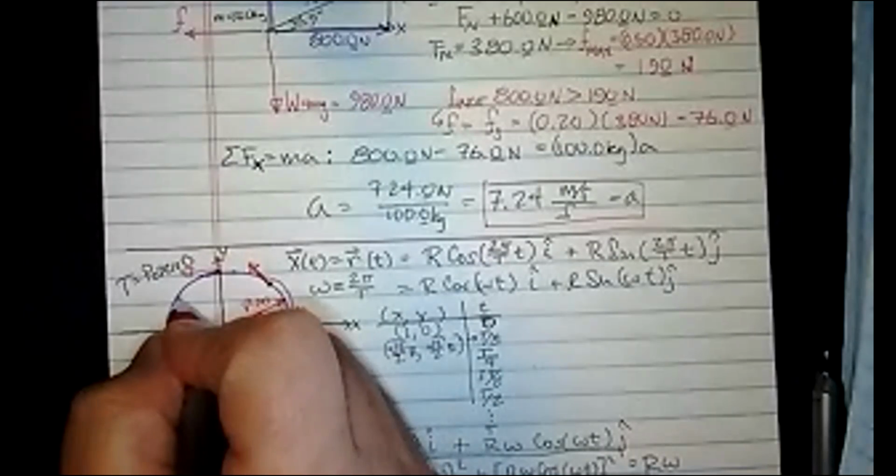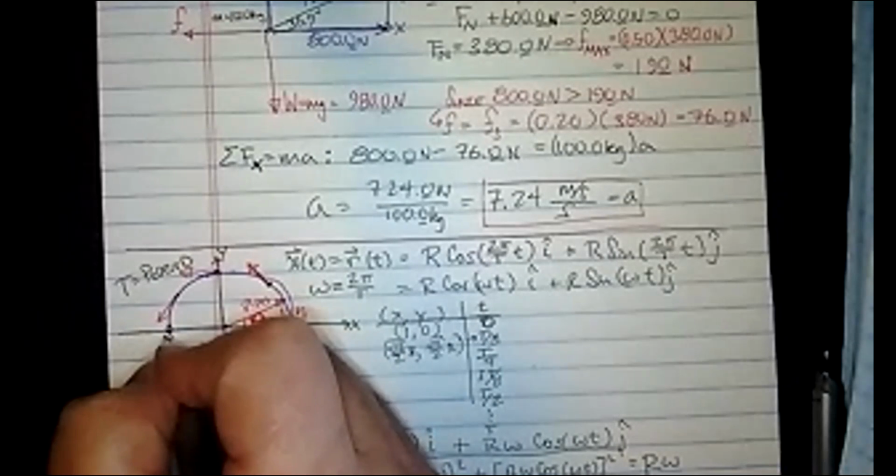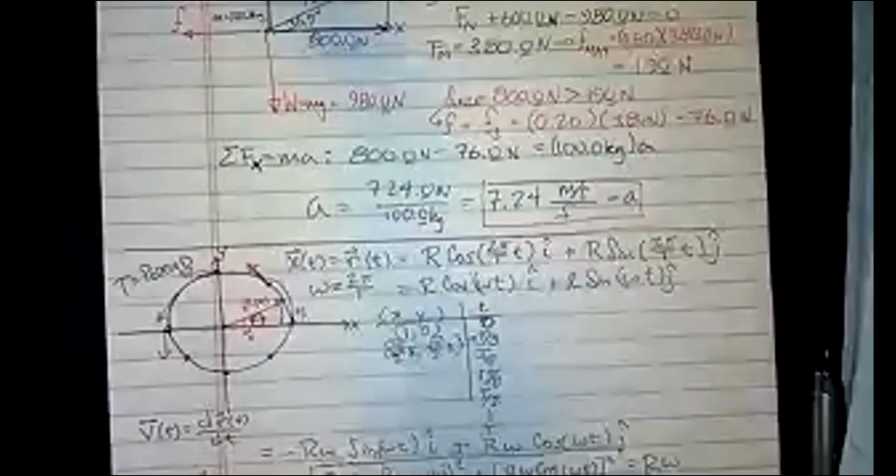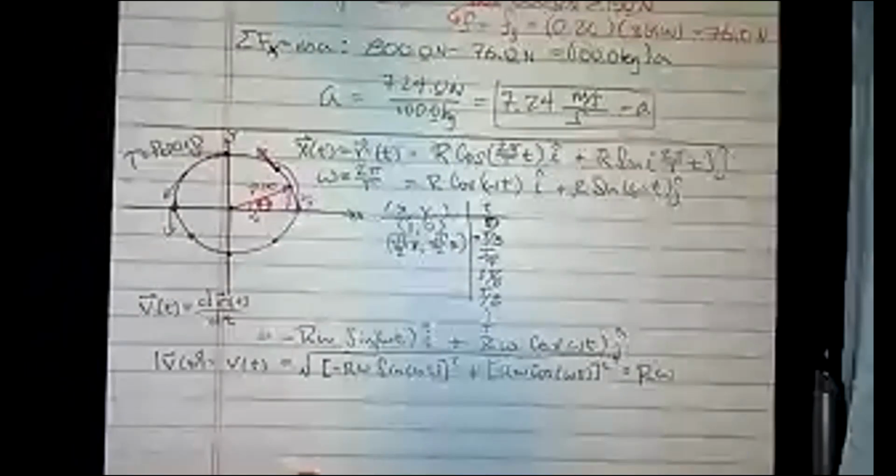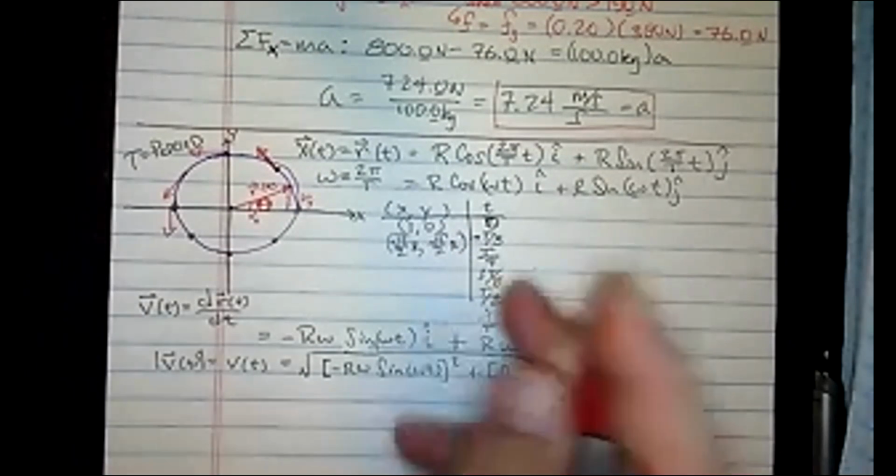In other words, at this time, it's going to be there. At this time, it's going to be there. At this time, it's going to be straight down, so on and so forth. So that's something else you can see, which would be quite nice. So we see the velocity is a constant.